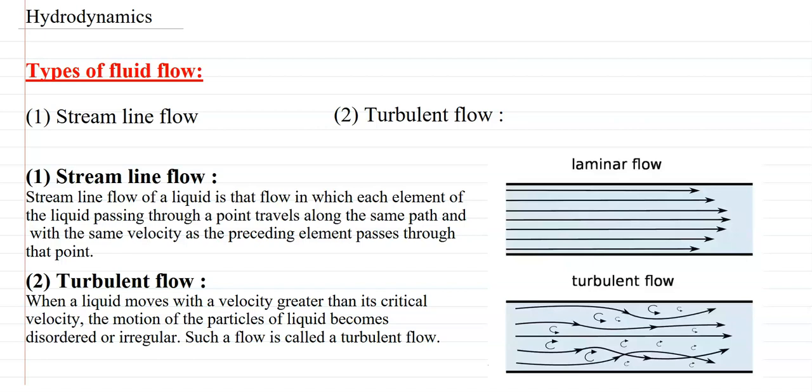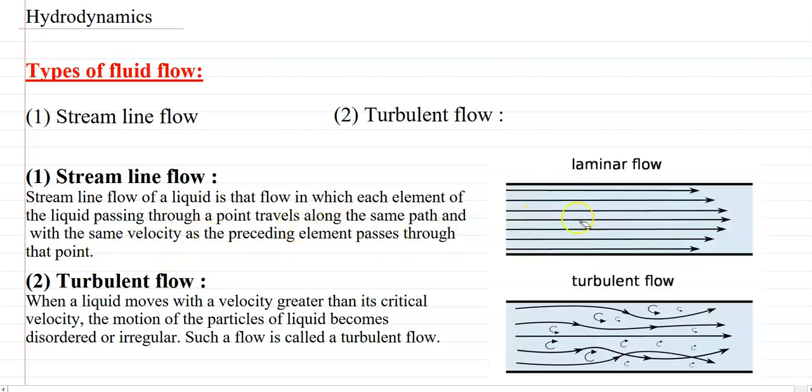When the liquid layers are flowing very slowly, the liquid consists of several layers, a number of layers. These are the layers. Then each layer does not mix with another layer. This type of flow is called streamline flow. By definition, in streamline flow each element of liquid passing through a point travels along the same path with the same velocity as the preceding element passing through the point.